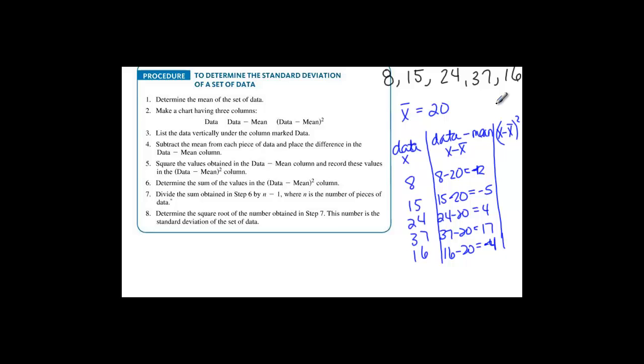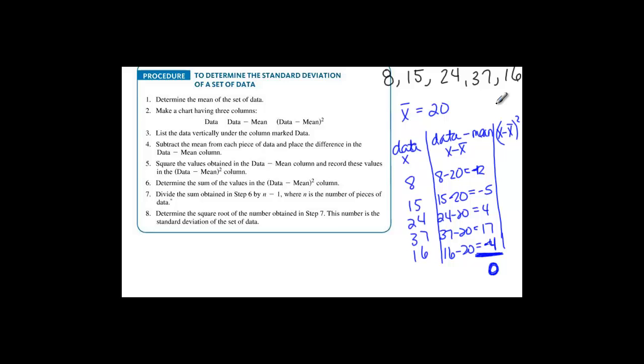And what's nice here, this serves as a good place to check your work if you have calculated the correct mean. At this point, if we add this data minus mean column, so we'll take negative 12 minus 5, so negative 17 plus 4 is negative 13, plus 17 is positive 4, minus 4 is 0. And if you've done this part correctly, you should end up with the sum of 0.